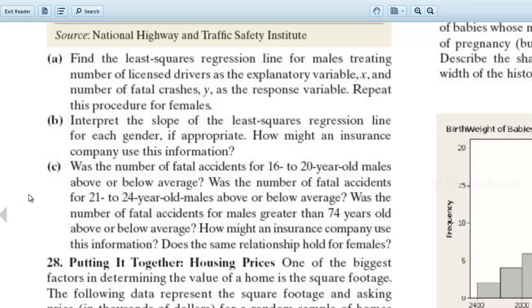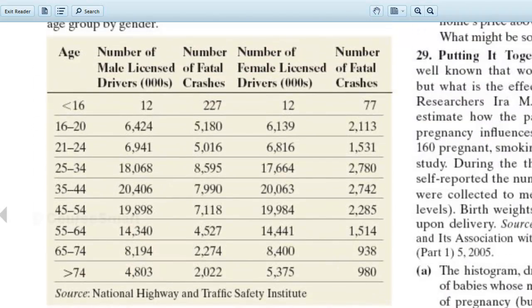Part C is asking, was the number of fatal accidents for 16 to 20-year-old males above or below average? Now, for the 16 to 24-year-old males, you have this number of drivers and you have that number of fatal crashes. So what they're really asking us to do is to find that in the scatter diagram and compare it to the regression equation and see whether it's above or below the regression equation. If it's above the equation, then it would be above average. And if it's below the regression equation, it would be below average. And if it's on the graph of the regression equation, it would be average.